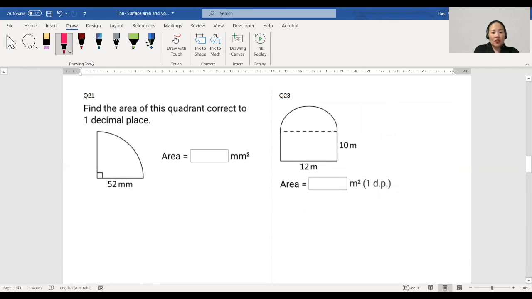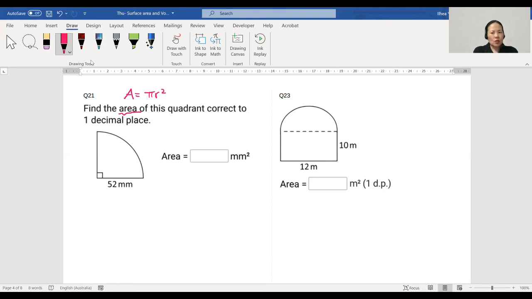Question 21. Find the area. Now we are moving on to the area, okay? We're not doing a perimeter. We're not doing circumference. We're doing area of this quadrant. It's a quarter of a circle. That's what the quadrant means. So we still have to use area of a circle, which is pi r squared, but this is only a quarter of it.